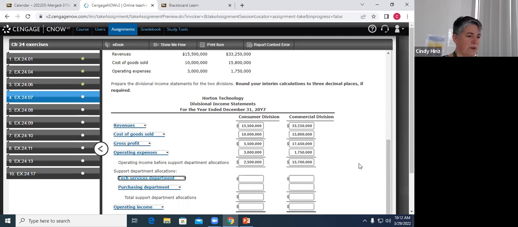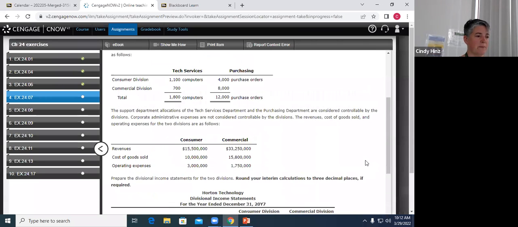And so the consumer division is a much smaller division. In terms of their revenues, it's less than half. In terms of their operating income before the support department allocations, it's only about, what, one-fifth of the total for the commercial division. But now we get to the allocation of the support department costs.